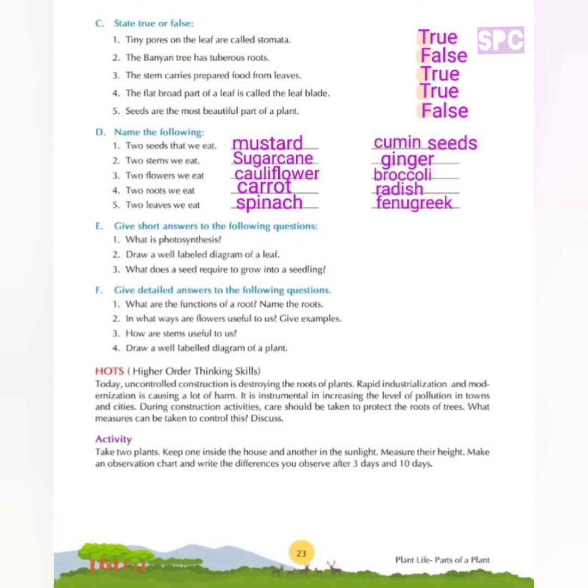It is instrumental in increasing the level of pollution in towns and cities. During construction activities, care should be taken to protect the roots of trees. What measures can be taken to control this? Discuss. Children, this is a very good topic that can be discussed in the class. I'll give you some points which you all can use during your discussion rounds.